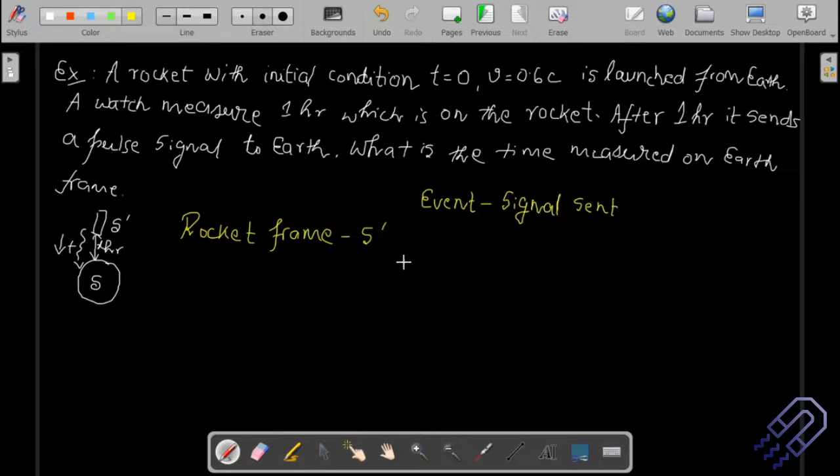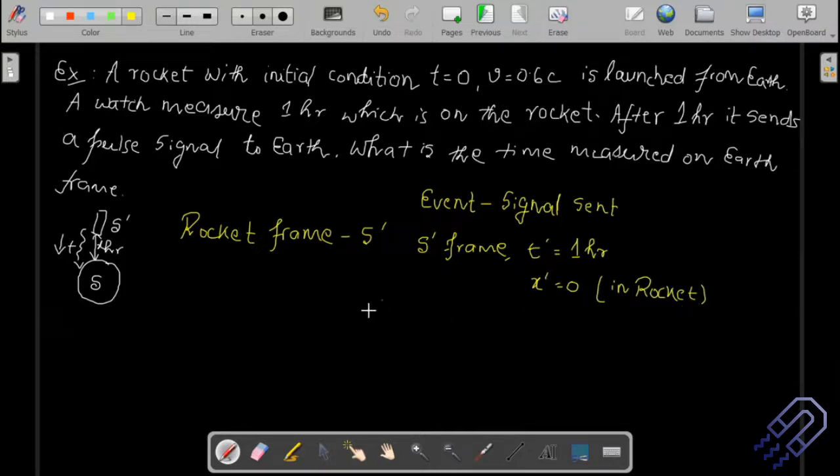So if we are in the S frame, I hope we understand this very clearly, because we have the watch on the rocket. Please understand this. We have the watch on the rocket. That means the time t prime is equal to 1 hour. Okay. And then what is my X prime? X prime is equal to 0 because there is no change in the X dimension, because we are measuring that inside the rocket. This will help us to analyze this better.